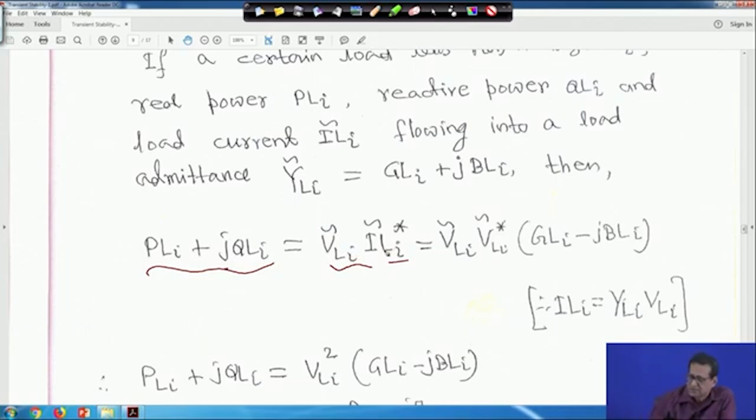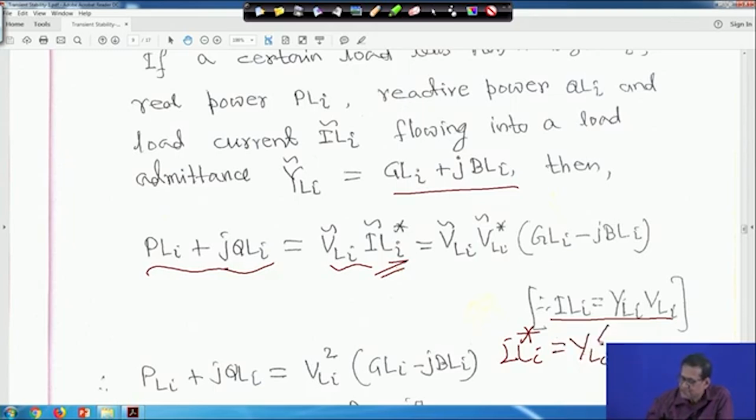Now this one, I_Li is equal to Y_Li V_Li, right, and Y_Li is equal to G_Li plus jB_Li. Therefore, I_Li conjugate, because here we need I_Li conjugate, is equal to Y_Li conjugate V_Li conjugate, right.